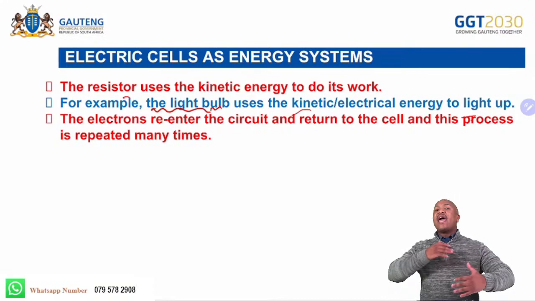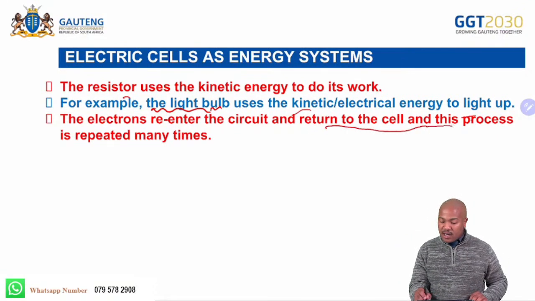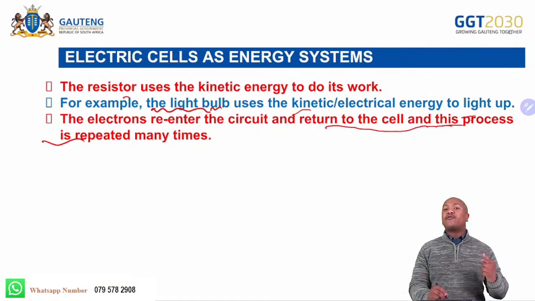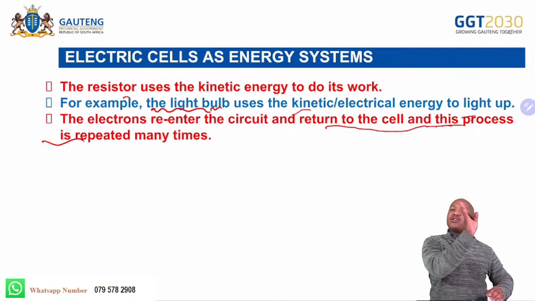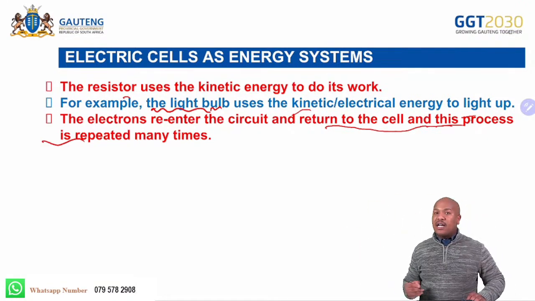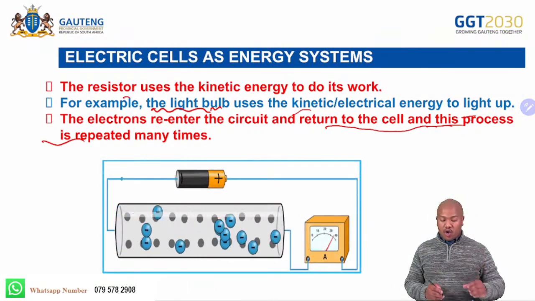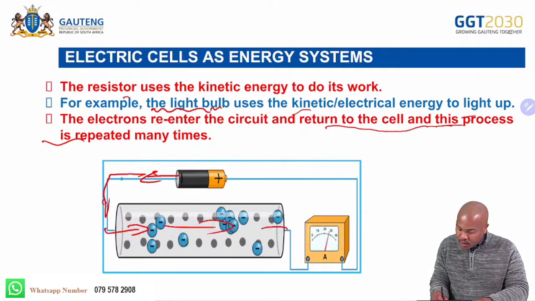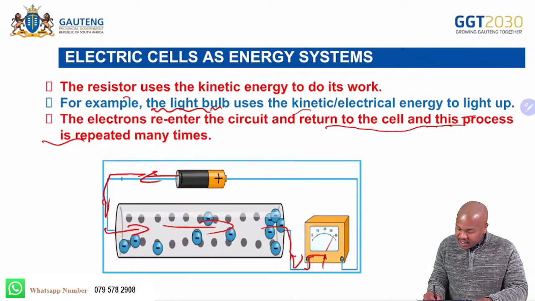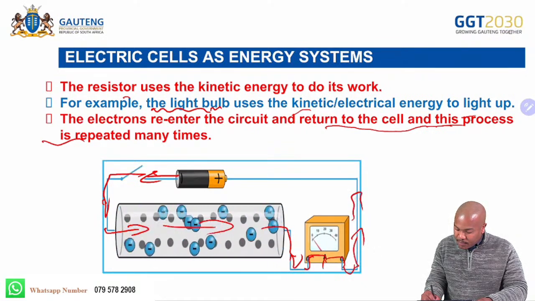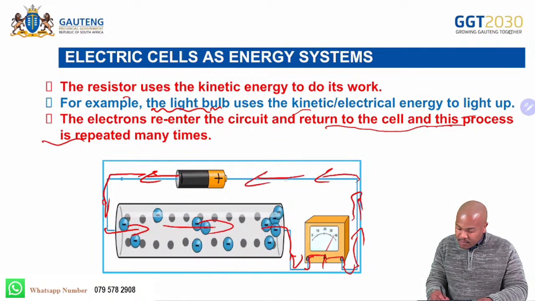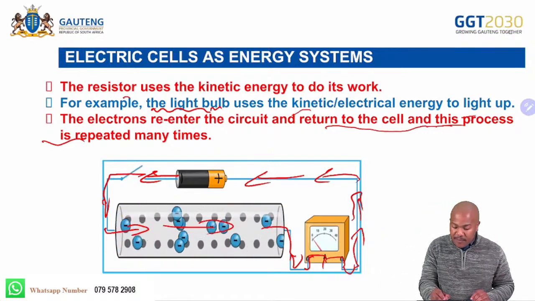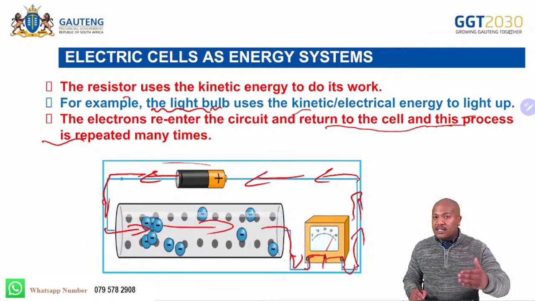And the electrons re-enter the circuit and return to the cell, and this process is repeated many times, right? What happens is that movement from the negative terminal again to the positive terminal, it goes in and out like that again, right? The process is ongoing. Hence, this drawing here, right? It is that movement of electrical charge from the negative terminal to the positive terminal, and the process being ongoing every now and then, right? So the same energy is recycled in that cell.